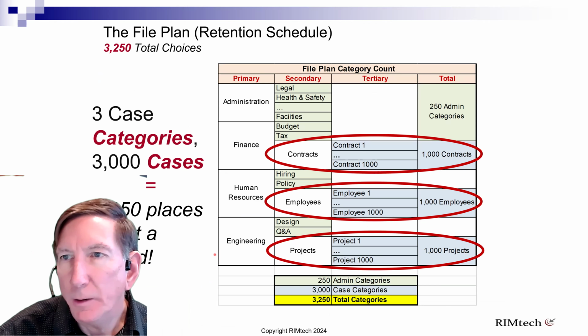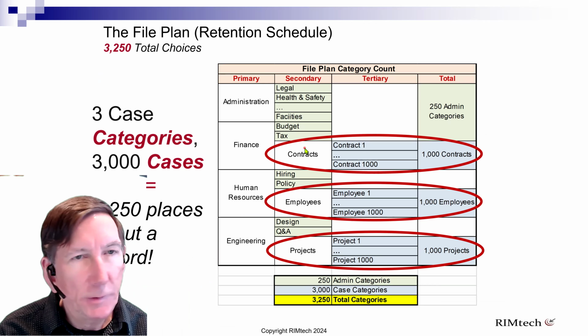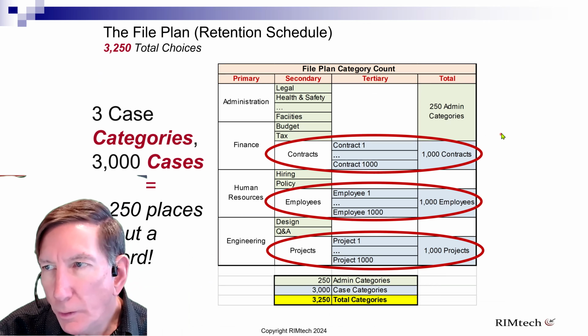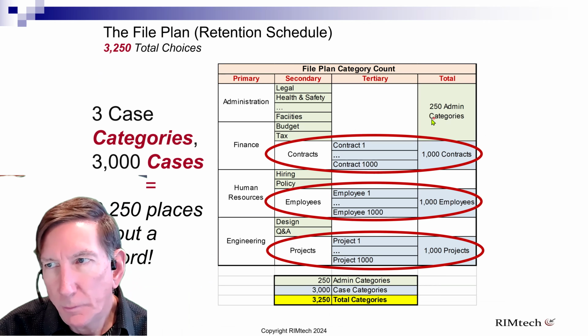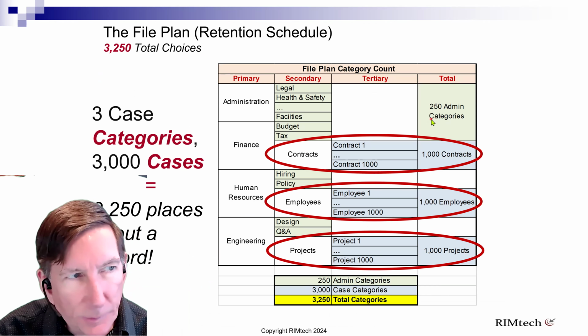Now, in this diagram here, we have a fictional retention schedule with 250 administrative categories. No cases going on there. 250 different categories. And we have 3 categories that are case categories. One for contracts, one for employees, and one for projects.